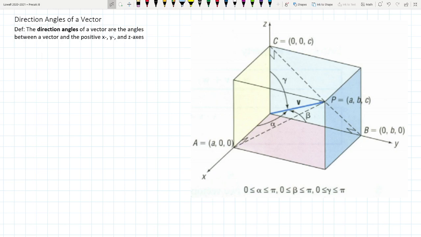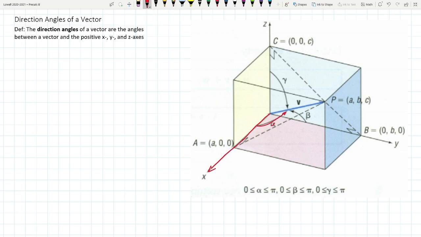So I have this nice diagram from our textbook, and here's what direction angle is. In 3 dimensions, there are 3 of these. I suppose in 4 dimensions there would be 4 of them, although the visual representation would be lost on us. They're just the angles that the vector makes with the positive axes. For example, the angle between the vector v, which is this blue one right here, and the positive x-axis going this way, is going to be alpha right here.